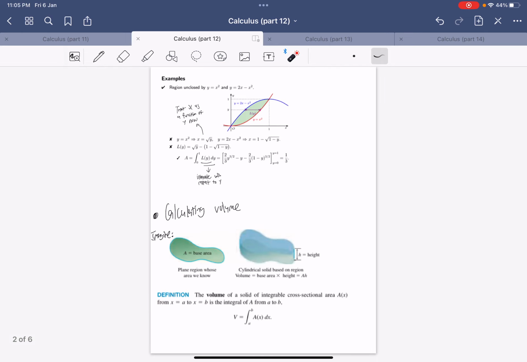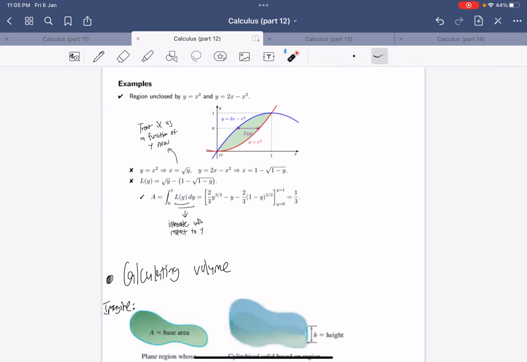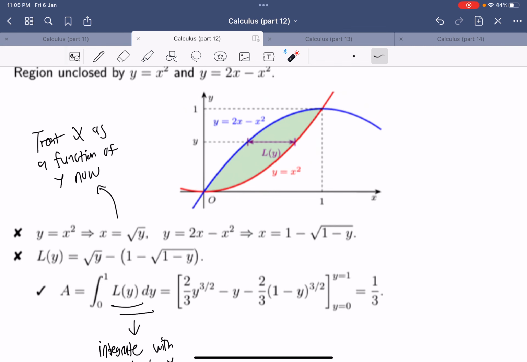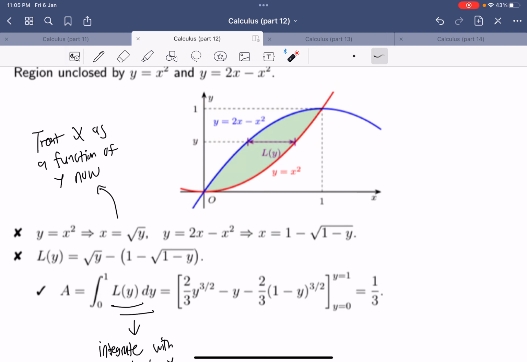Now, let's say instead of doing it with respect to x, you want to use the curves with respect to y, meaning that now you want to integrate the area between the graph and the y-axis. So you need to take the one on the right minus the one on the left. Now it's the red one minus the blue one.